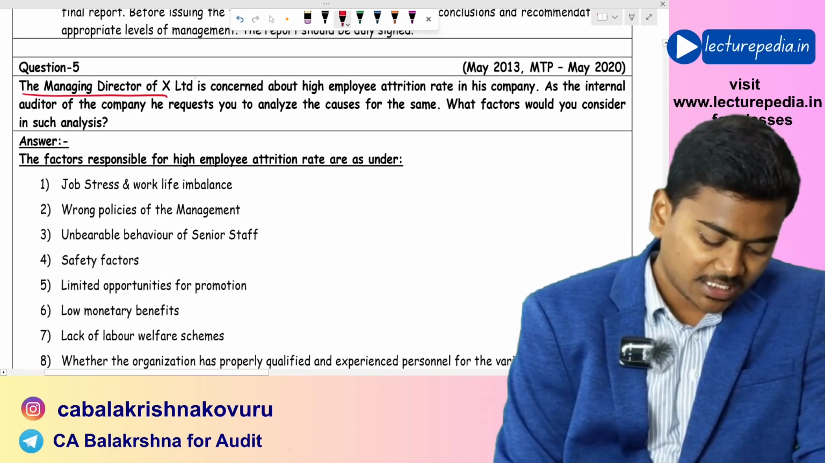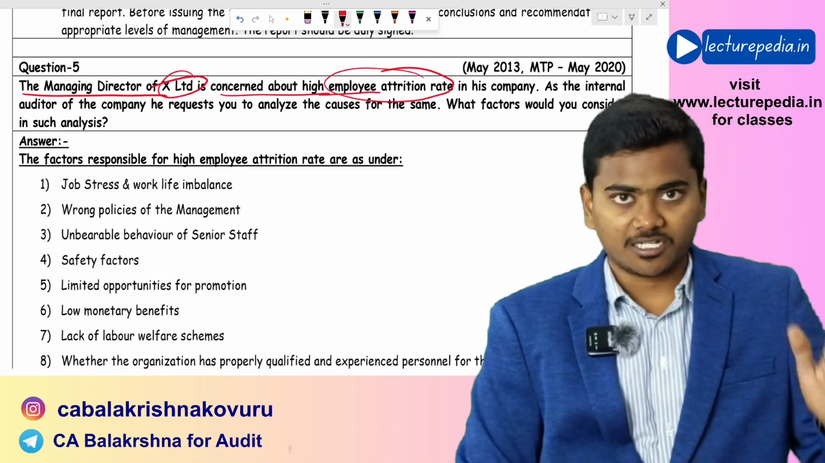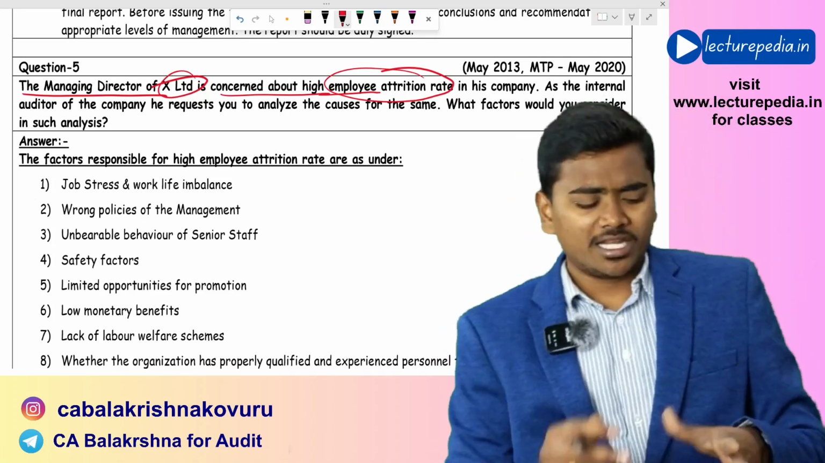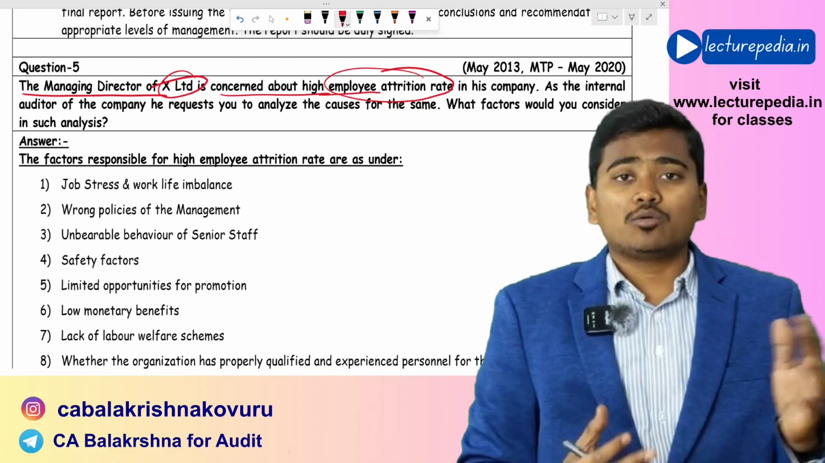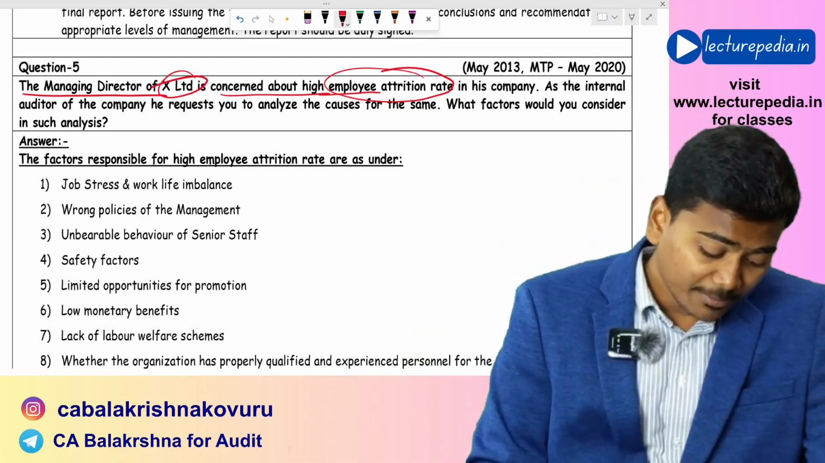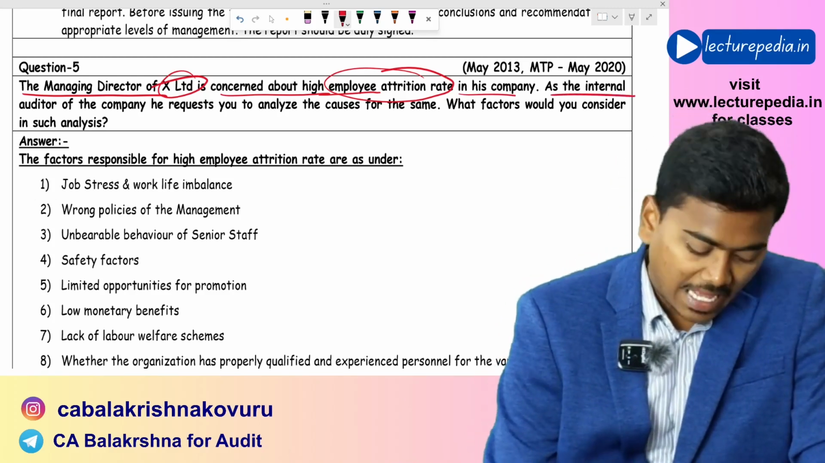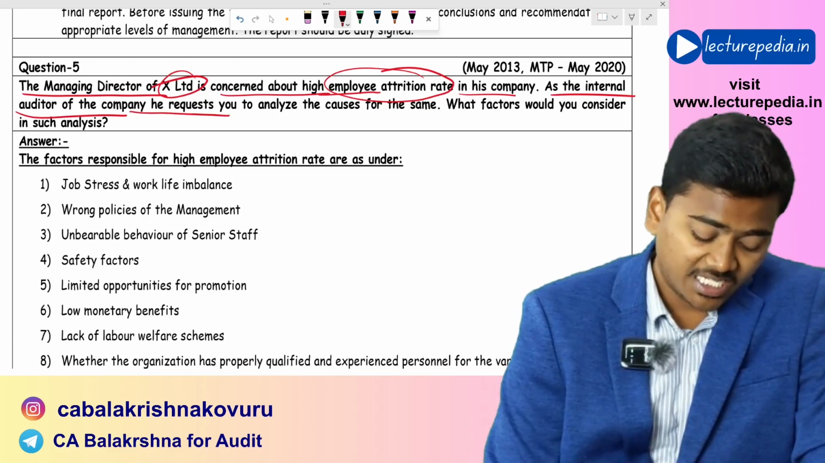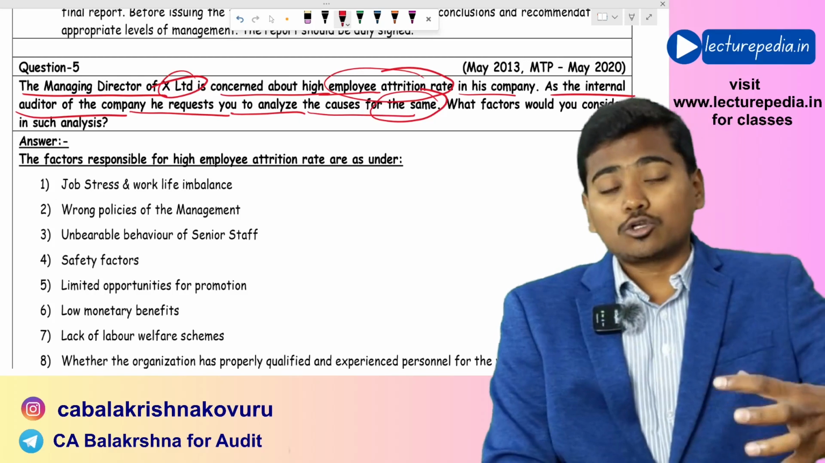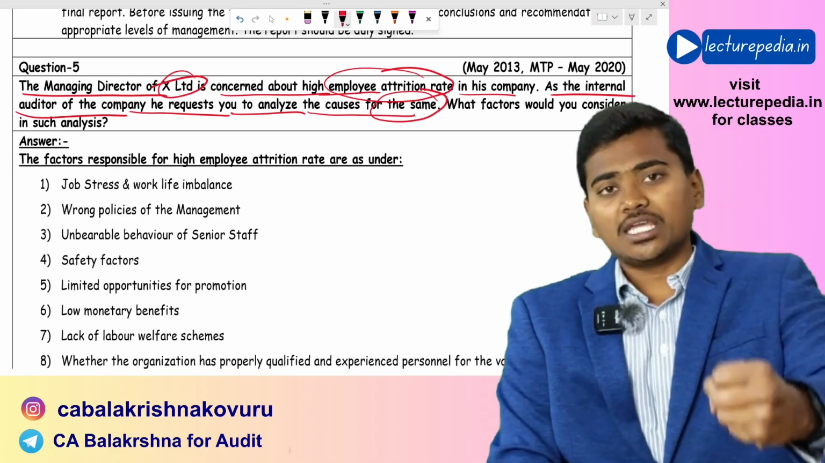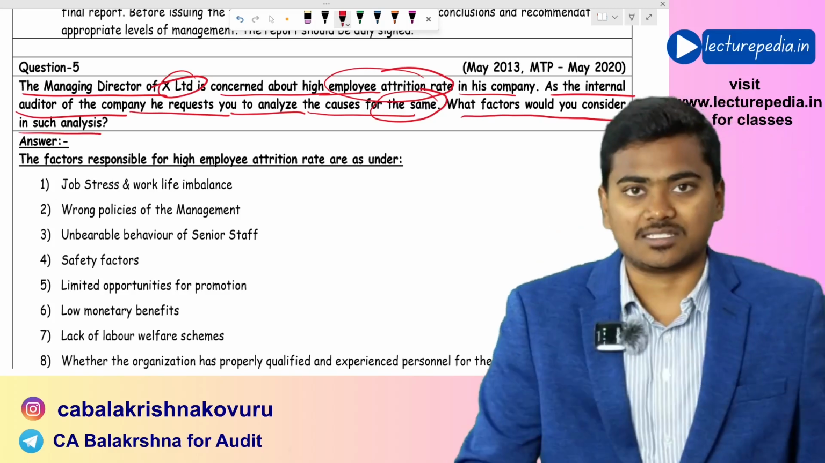The managing director of X Limited is concerned about high employee attrition rate. Attrition rate means employees are joining and they are leaving within 1 or 2 months. Like this, the employee turnover is very high. The managing director is concerned with this employee attrition rate in his company. As the internal auditor of the company, he requests you to analyze the causes for the same. What could be the causes for this high employee attrition? What factors you would consider in such analysis?